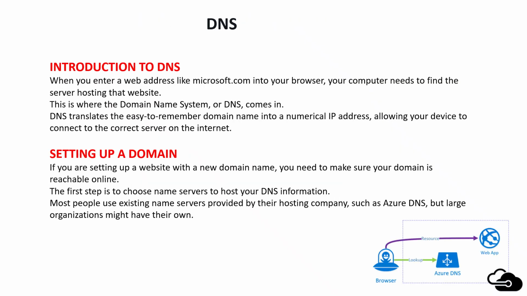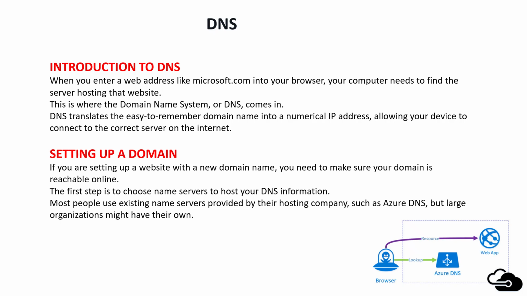When you enter a web address like Microsoft.com into your browser, your computer needs to find the server hosting that website. This is where the Domain Name System, or DNS, comes in. DNS translates the easy-to-remember domain name into a numerical IP address, allowing your device to connect to the correct server on the internet. If you are setting up a website with a new domain name, you need to make sure your domain is reachable online.